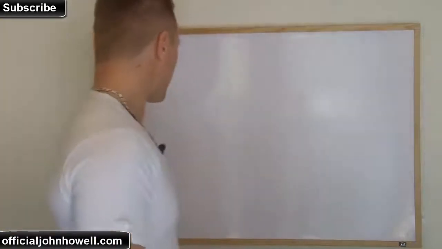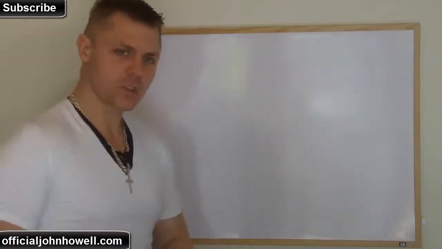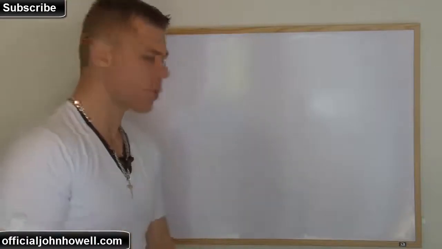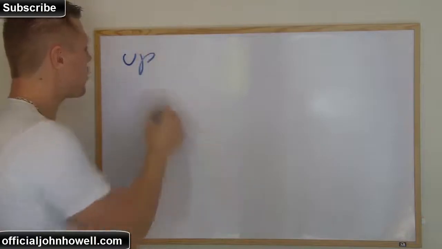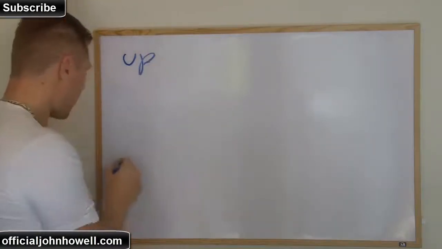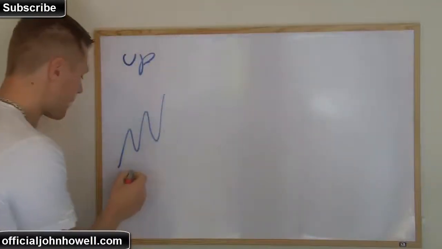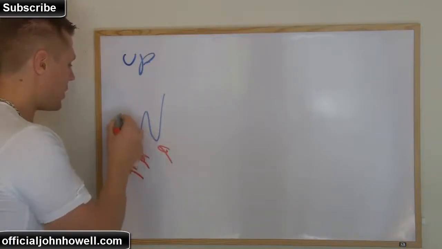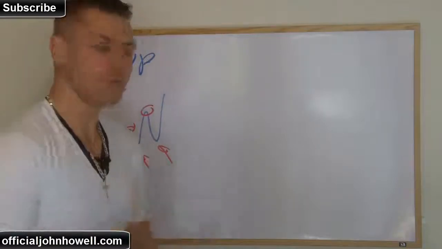So let's actually talk about something that's real simple. Let's talk about peaks and troughs for a minute and how we can incorporate this into what I'm talking about here. In an uptrend, what do we have? We have higher peaks and higher troughs. It simply means that the troughs are higher, and obviously the peaks are higher. That's what we have in an uptrend, right?